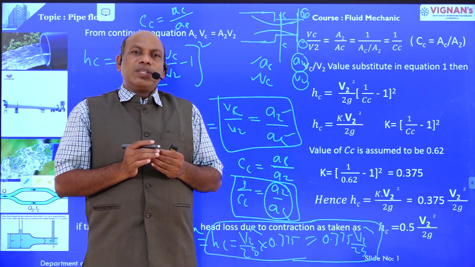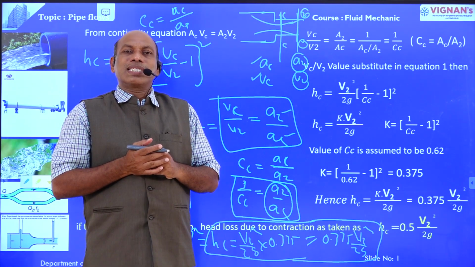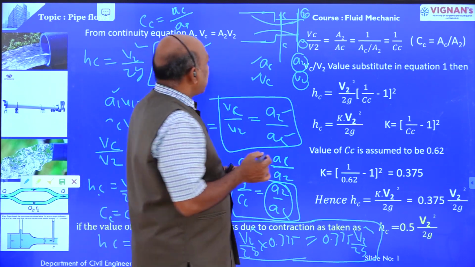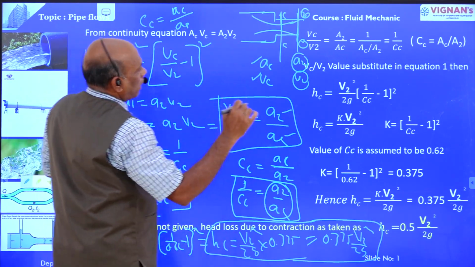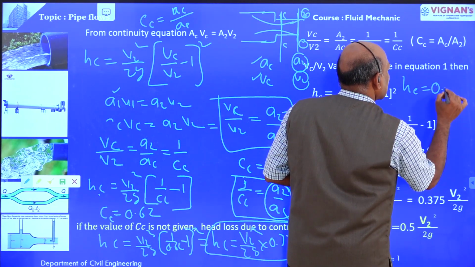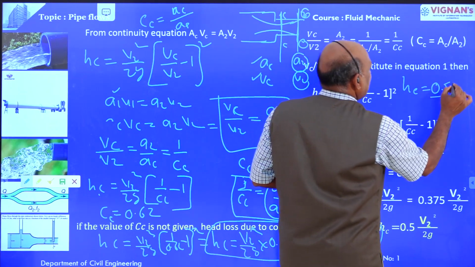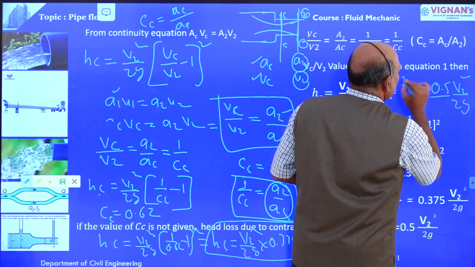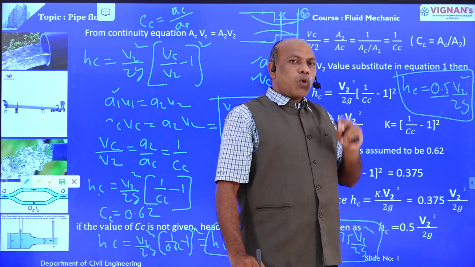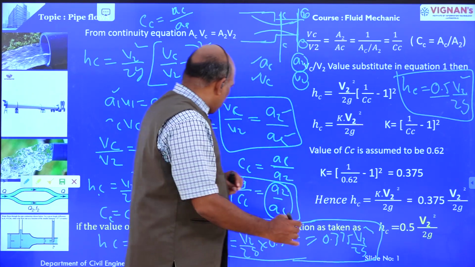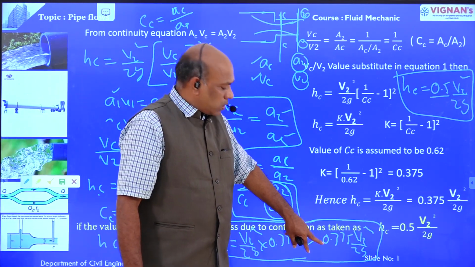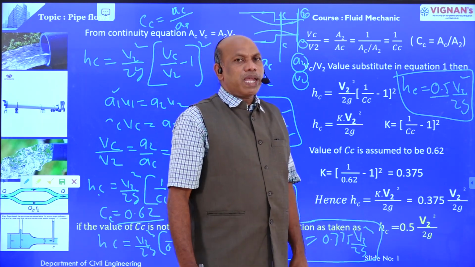If they have not given the coefficient of contraction value, that is the Cc value, then in place of 0.375 we directly take 0.5 into V2 square by 2g. Head loss due to contraction is equal to 0.5 V2 square by 2g if they have not given the coefficient of contraction value. If they have given the value, that is 0.62, then the head loss is equal to 0.375 V2 square by 2g.